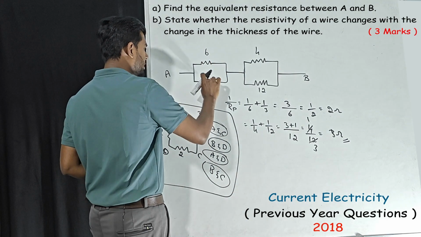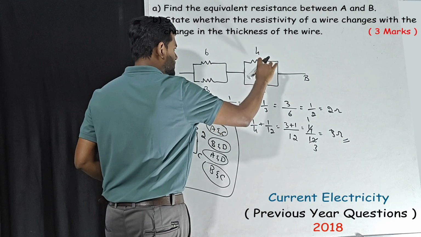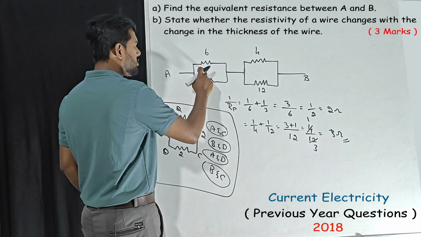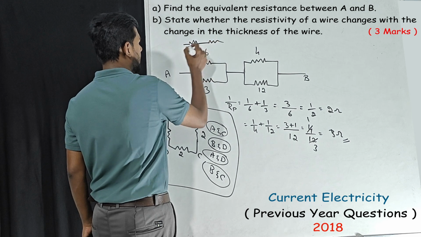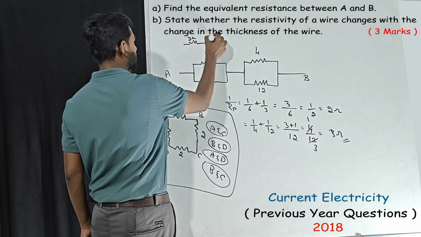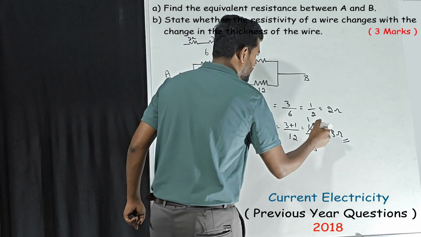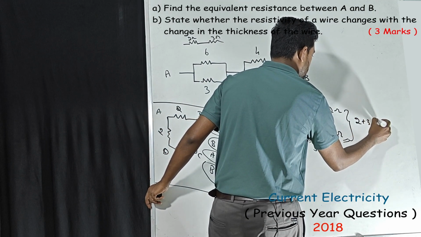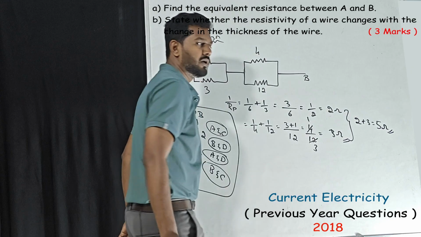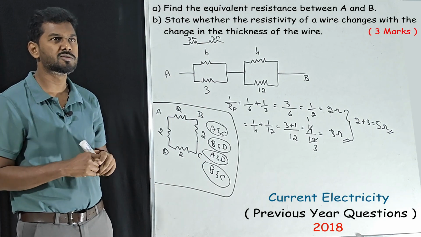Then finally these two become one resistance, that is 2 ohm, and these two become one resistance, that is 3 ohm. So then they'll be like this, correct, 2 ohm, 3 ohm, and these two are in series. So when these two are in series, the answer will be 2 plus 3, 5 ohm. That's it. Next we have one more sub question.